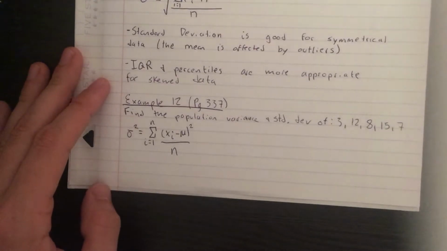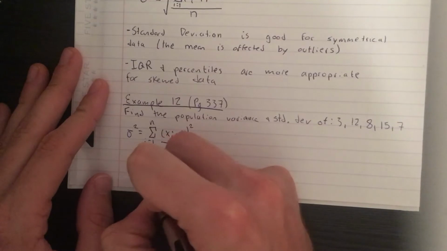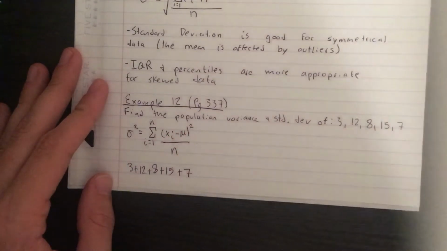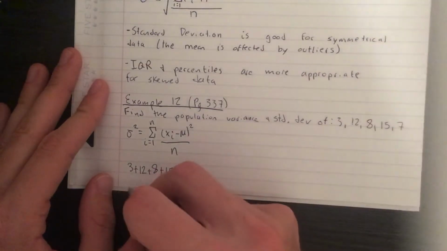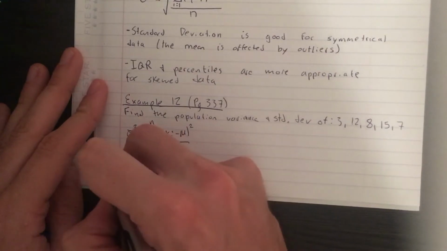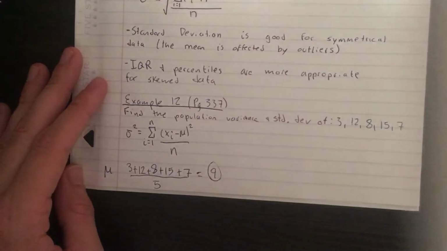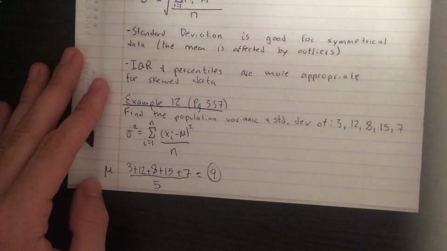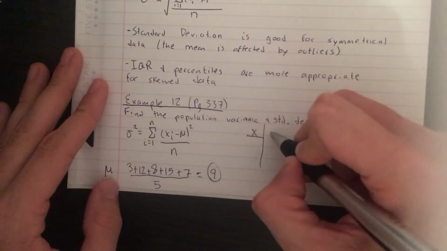How far are each of these data points away from the mean? Well, the first thing that we've got to do is get the mean. So we're going to add up 3 plus 12 plus 8 plus 15 plus 7. That looks like it's going to be about 45. And we're dividing it by 5. So our mean here, our mu, is going to be 9. So now what we're going to do is we're going to say, okay, well, here's x.